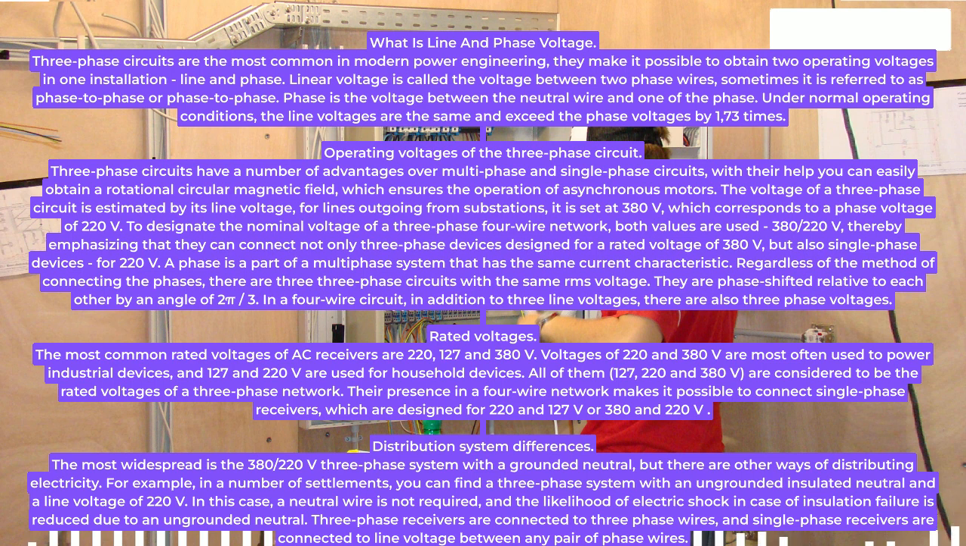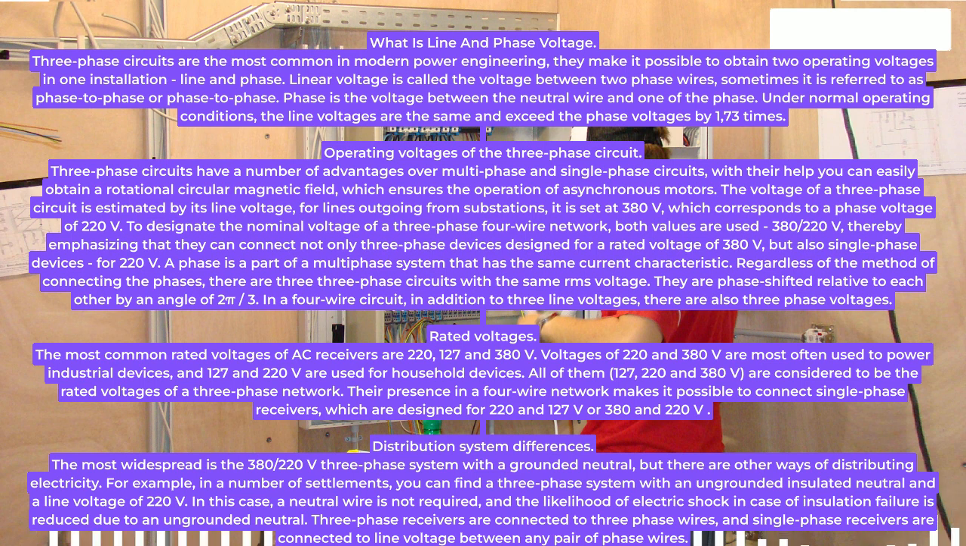Voltages of 220 and 380 V are most often used to power industrial devices, and 127 and 220 V are used for household devices. All of them, 127, 220 and 380 V, are considered to be the rated voltages of a three-phase network. Their presence in a four-wire network makes it possible to connect single-phase receivers, which are designed for 220 and 127 V or 380 and 220 V.